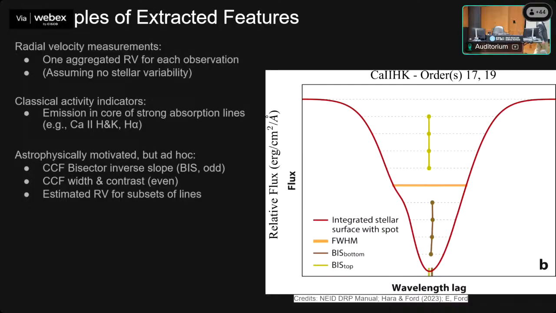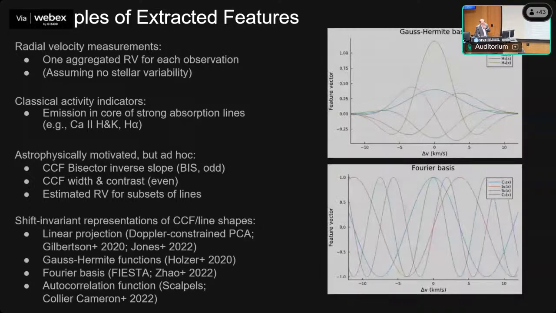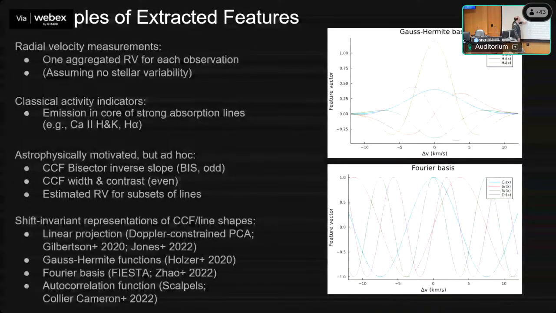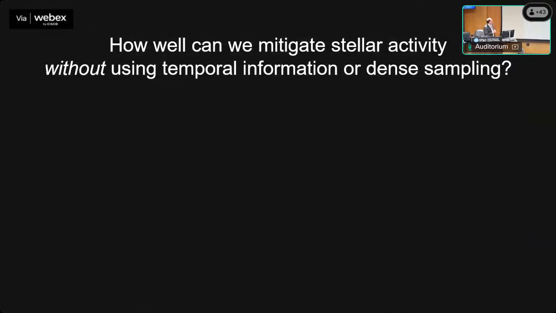I showed the bisectors before. You could try to get summary statistics for them, maybe comparing velocities measured from different subsets of lines. Or you could go the whole data-driven approach of, let's just find ways to parameterize our whole spectrum in terms of different bases. Maybe we could use Fourier decompositions or Gauss-Hermite functions or some other method that lets us remove the Doppler shifts, make them shift invariant, measure shape properties of the lines, and use those shape properties to then pull out what's left. So how well can we mitigate the stellar variability in the spectral domain?